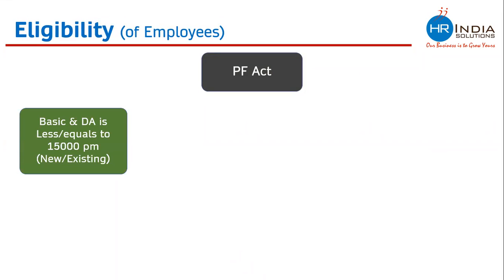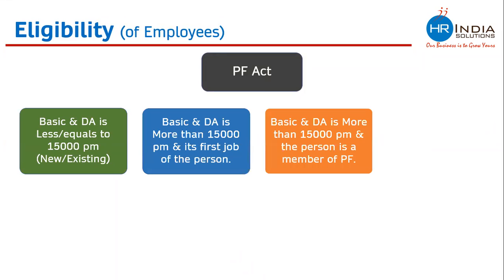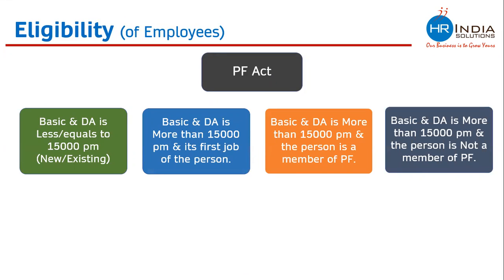Now, which employees are eligible? We have seen two cases. If I want to increase the categories, there can be four possibilities. The very first possibility is all those cases where basic and DA is less than or equal to 15,000, irrespective of whether the person is a new joinee or an existing employee. When I use the word new, it means the person is working for the very first time. The basic and DA can be lesser than 15,000 for a new employee or for an existing employee who has been working since long.